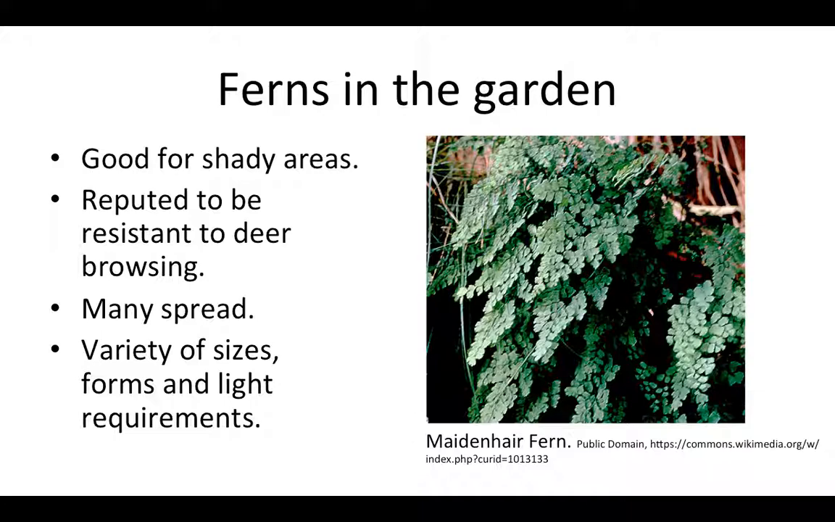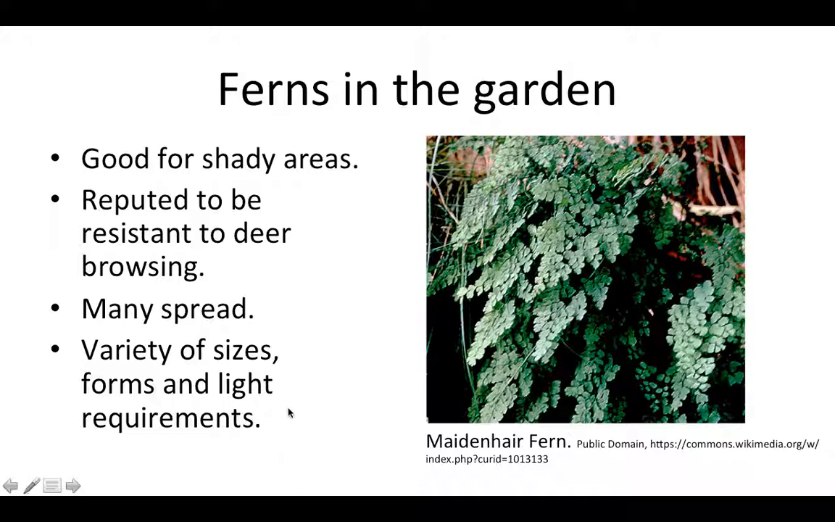And I haven't formally researched this, but they are reputed to be resistant to deer browsing. So if you have deer coming through your yard and can't grow other things, this could be a good choice. Additionally, because ferns are rhizomatic, they can spread through their rhizomes. So if you plant a few and the conditions are good, they can fill in that space.